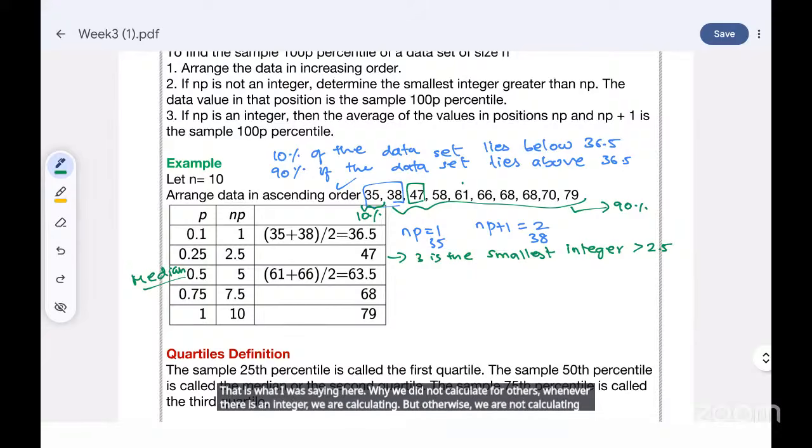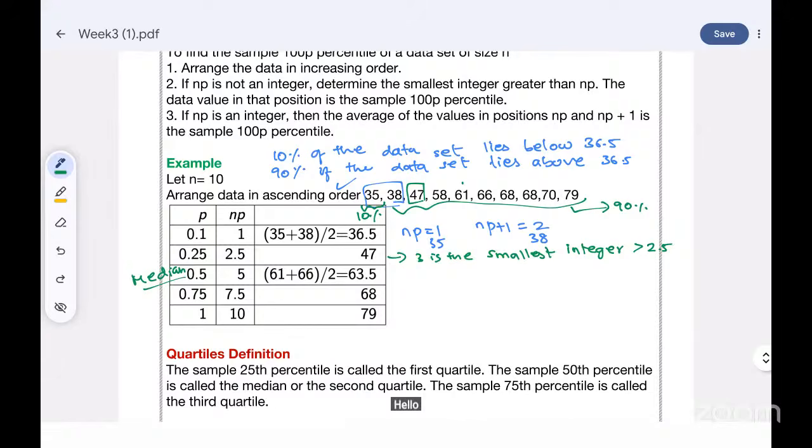So whenever you have an integer, then you take the average of np and np plus 1. And for the last value, 10, you see that the last value already is np. There is no np plus 1. And hence, for the 10th one, you are directly writing 79. In all other cases, whenever you are having an integer, this is what you are doing. So if there is an integer, we calculate the average by 2. Okay.